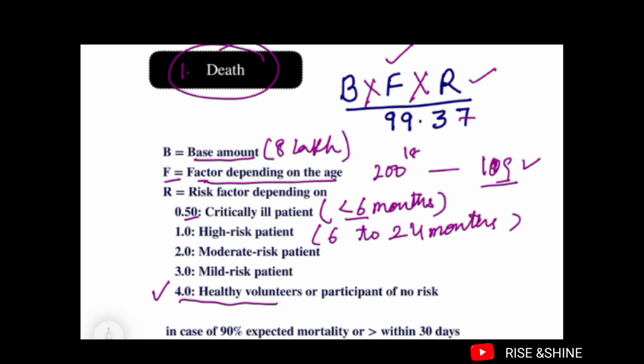But there is another point also. If it is expected that there is a 90% chance of mortality, or the patient may die within 30 days, right? If this is the case, then a fixed 2 lakh will be paid. So that is what the expert committee proposed in their formula calculation. This is the current formula which is followed. Even if you go to the DCGI website, you will be able to download this whole complete formula from that place.